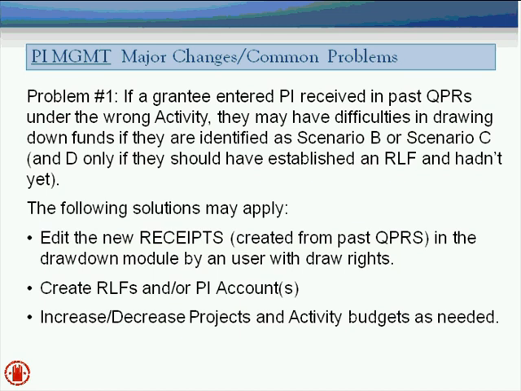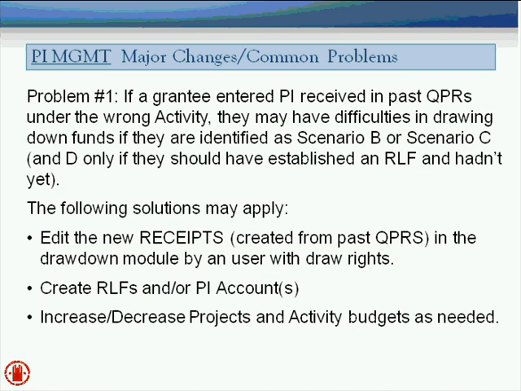They were created from the past QPRs, and you can go into those receipts and edit them. Again, it's in the drawdown module. And Mark, correct me if I'm wrong, you can edit them by any user with withdrawal rights. Is that correct? Yeah, it has to be user withdrawal rights, but it can be somebody in a create or approve role. Great. So that's one way. If you've entered PI received wrong in the past and it's going to hurt you in drawing down funds, you can go ahead and edit those.